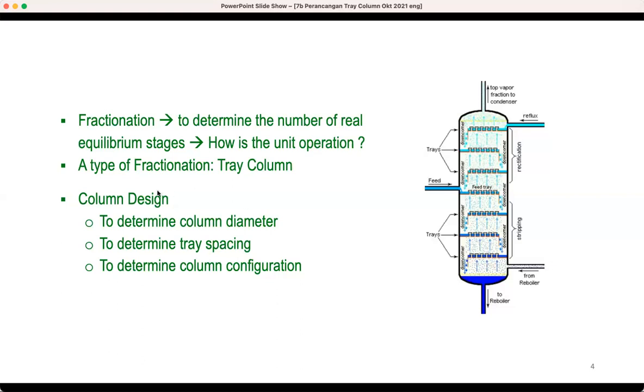So to obtain the column design, we have to determine the diameter of the column, determine the tray spacing, how much is the distance between two trays, and also determine the configuration of the column.